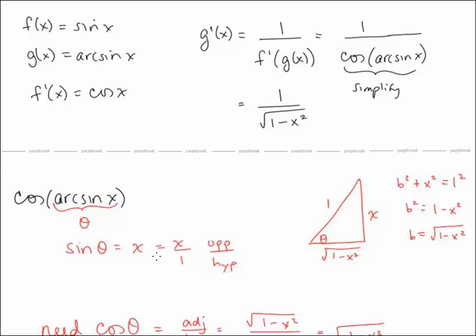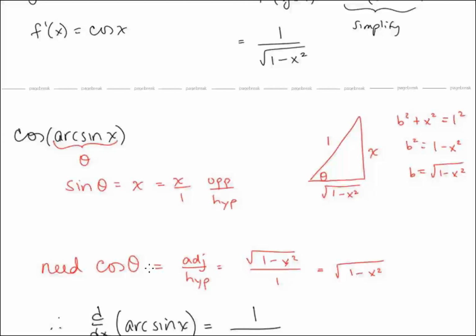We can write that as x over 1 and set up a right triangle, where sine of theta is represented as opposite over hypotenuse on the triangle. So here's our angle theta, and we know that sine of theta is x over 1. So the opposite side has length x, the hypotenuse has length 1. And then with the Pythagorean theorem, we can find the remaining side. Because what do we need? We need cosine of theta.